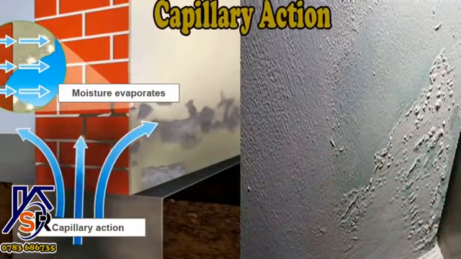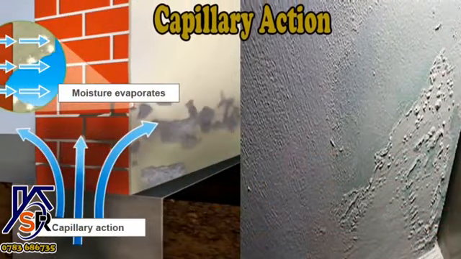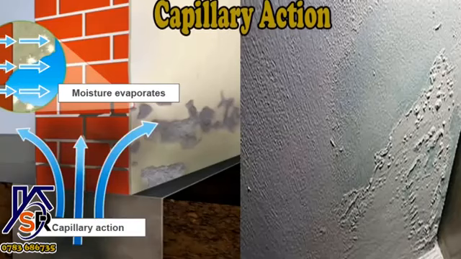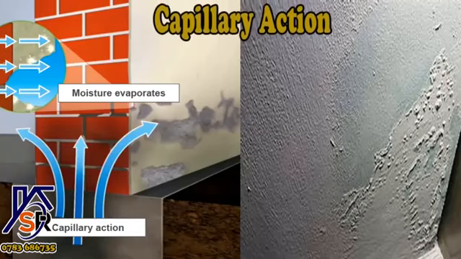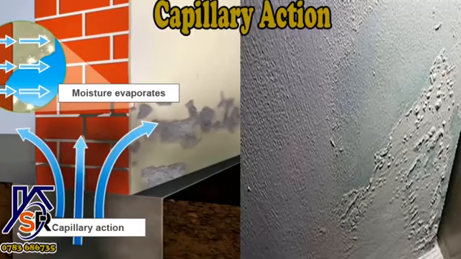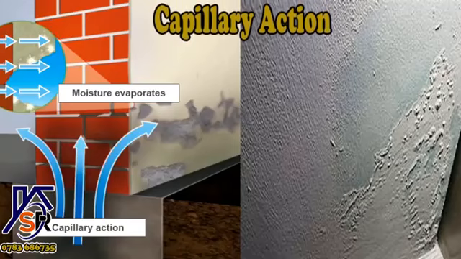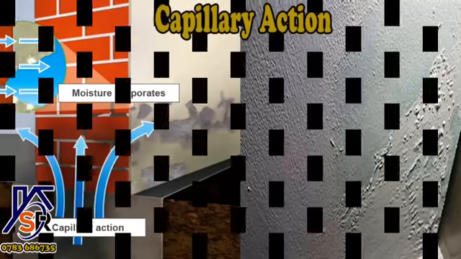Capillary action. Capillary action refers to the ability of water to travel upwards through porous materials, such as bricks and mortar. If the building's materials have a high capillary action, they can draw up moisture from the ground.